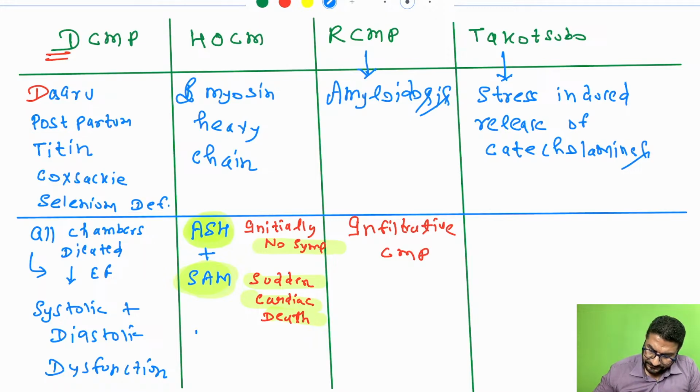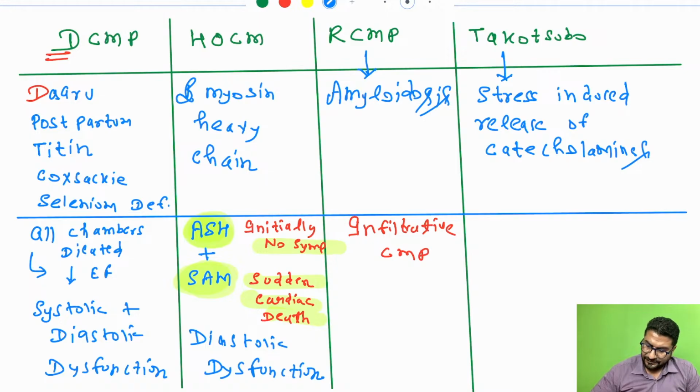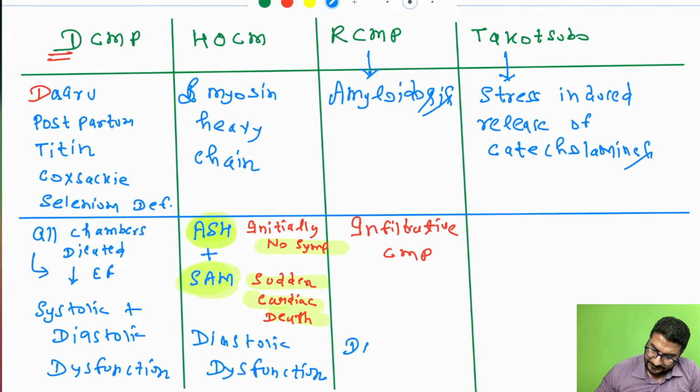In HOCM, you will notice problem in the diastole. So you will see diastolic dysfunction. Now coming to restrictive, understand this thing. Here you will see there is restriction in ventricular relaxation. So this will also cause diastolic dysfunction.